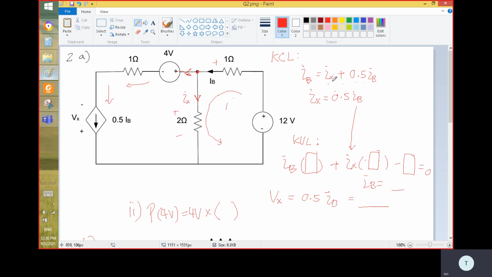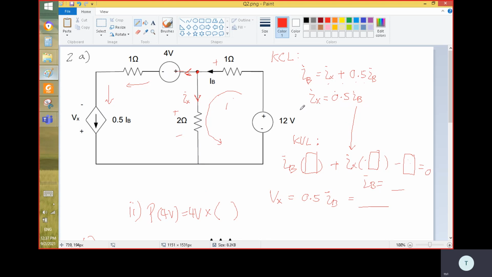If you solve for this, we have 2 IB here. IX is actually equal to half of IB. So we are quite sure that this IX is equal to 0.5 IB. Same with this one also.